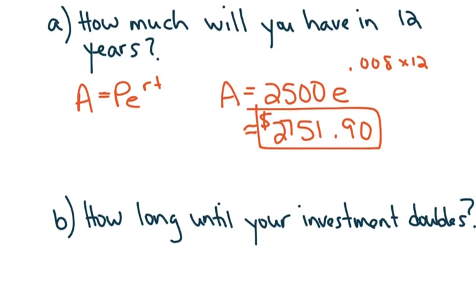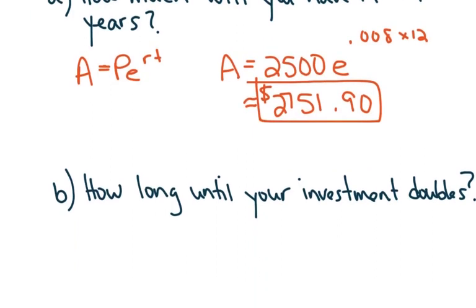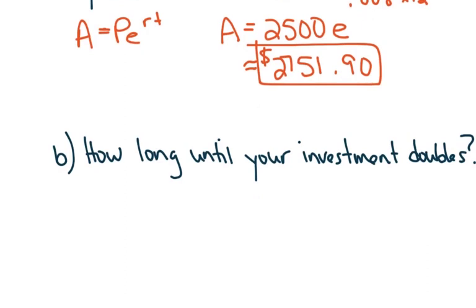The second part of the problem says, how long until your investment doubles? Remember, when your investment doubles, you'll have $5,000. So when will the account equal 5,000? We're going to solve this one for t. Nothing else changes. We still use 0.008 for the rate. But we're going to solve this for t.